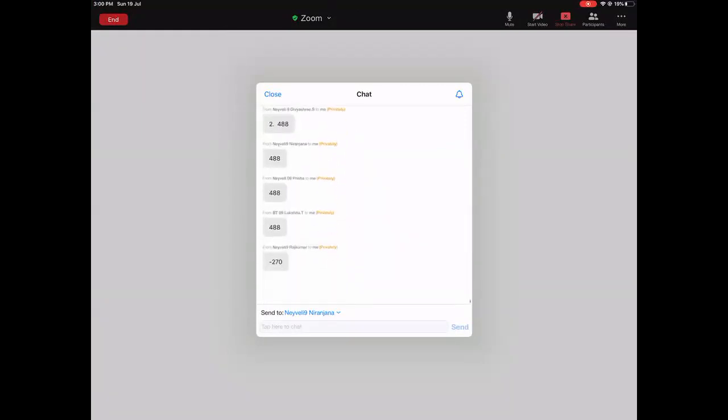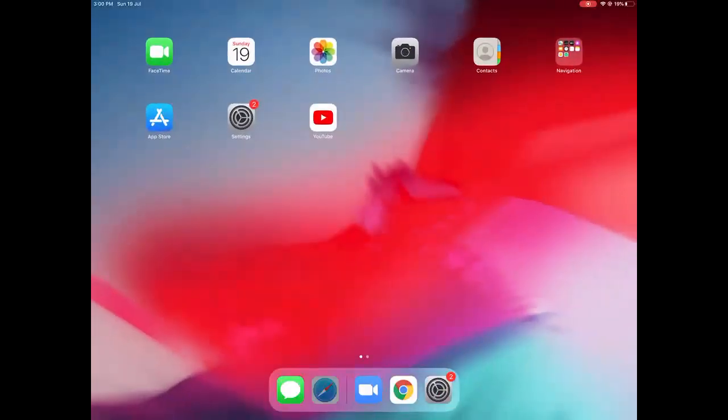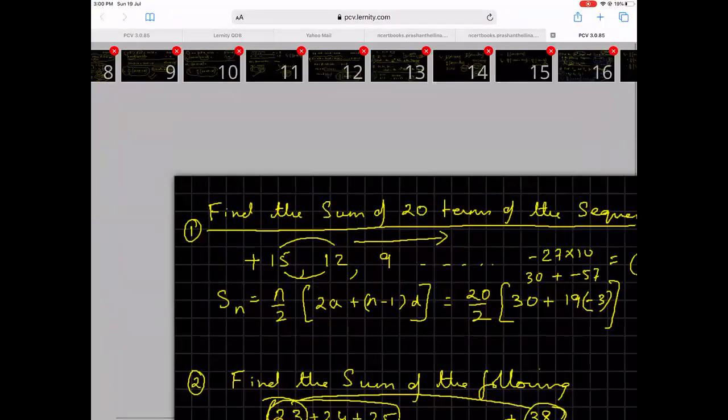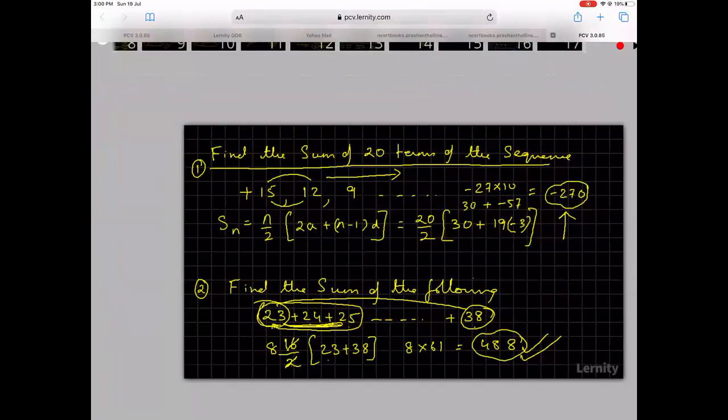Okay, so all of you, are you clear? Yes. So please work out. We'll wait for a little bit more time, no problem. Please work out, see that the common difference is negative. Second one, see how I have done. I have used n by 2 into (t1 plus t last).